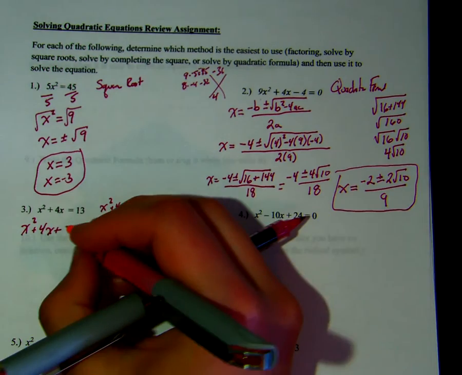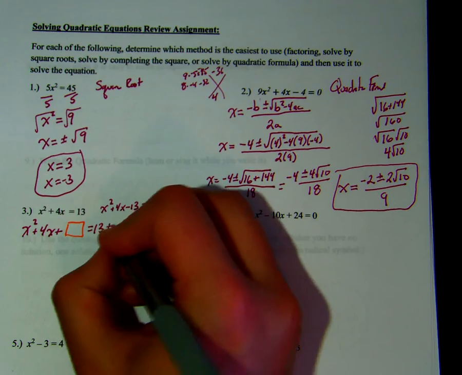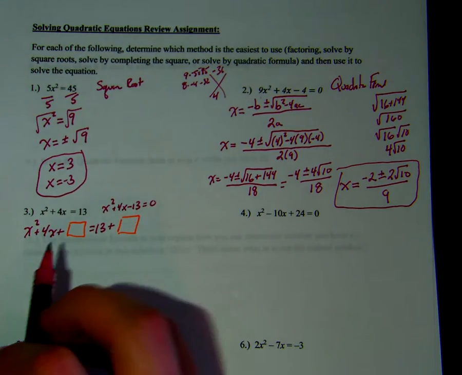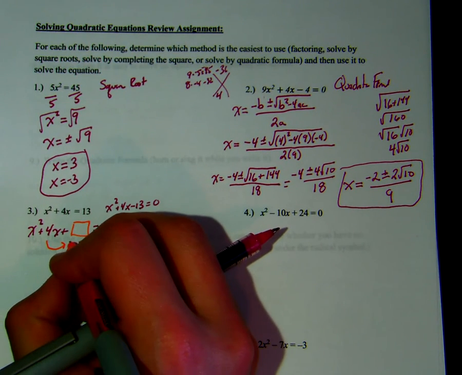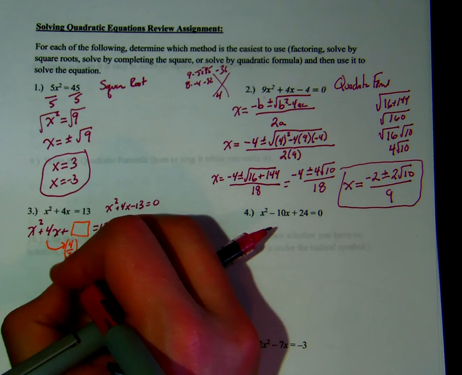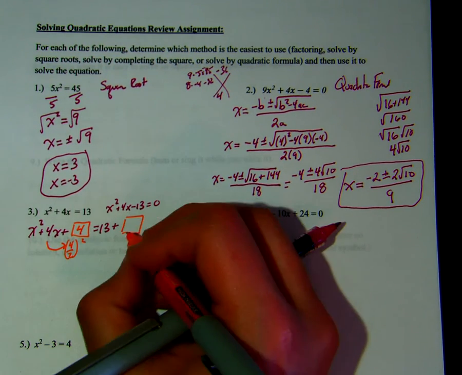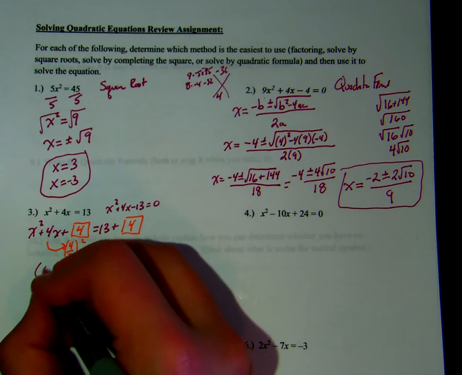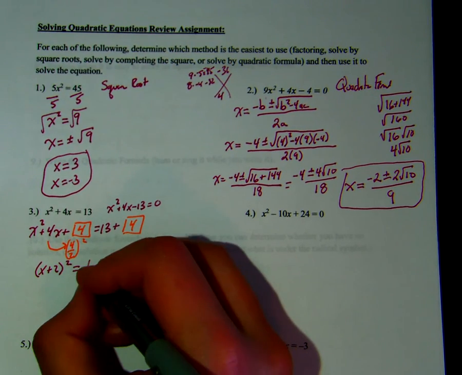Okay, so I'm going to add something in here to complete the square. This equals 13. So the way we do the completing the square, remember we just take half of the b value and then we square it. So half of 4 is 2. 2 squared is 4. So I'm going to add 4 to both sides, and that makes this factorable as x plus 2 squared. 13 plus 4 is 17.